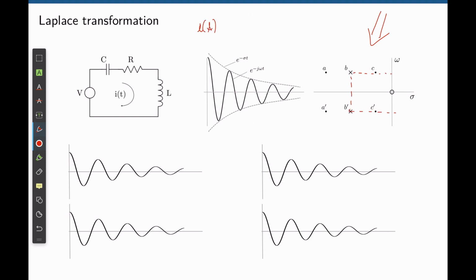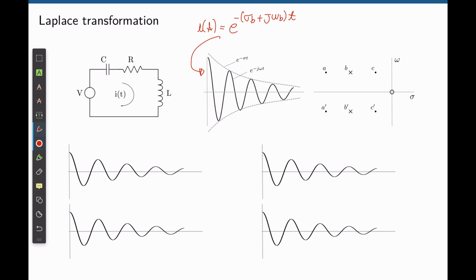This means that if we take the value of sigma and omega at B, we can recreate I of t exactly. But to get there, to find out that B is the actual solution, we need to explore the entire s-plane, all possible combinations of sigma and omega. Now let's start with point C.